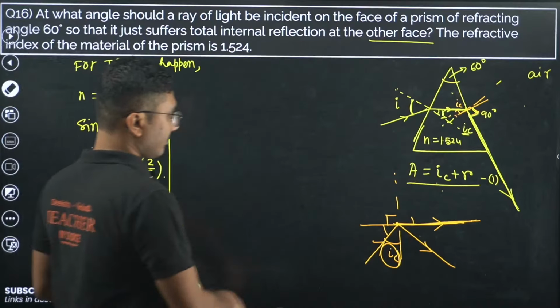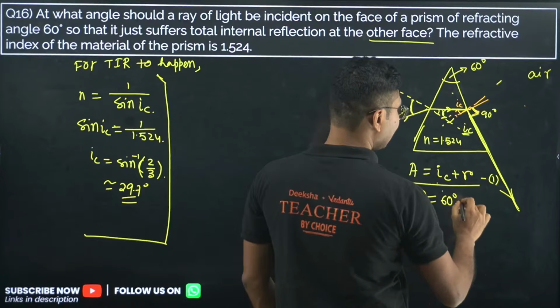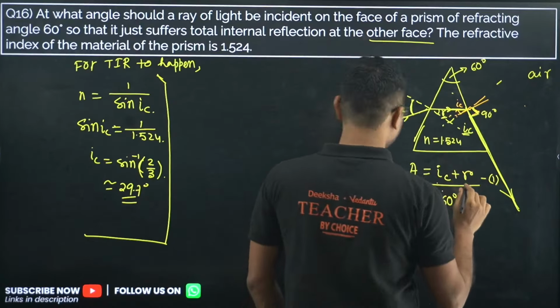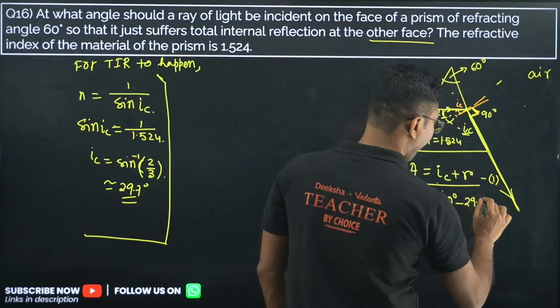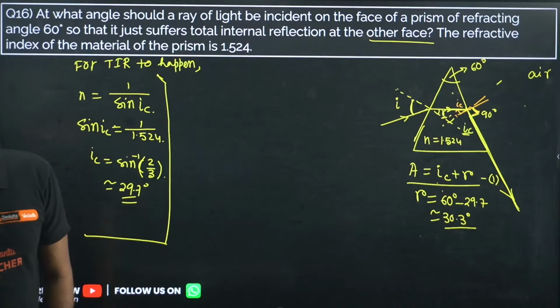Okay, now this angle is 29.7 degrees. So we have calculated IC. So the angle of refraction at this surface we can also calculate, which will be 60 degrees minus IC. IC is 29.7, so this will be approximately 30.3 degrees. I hope you are telling me the correct values.